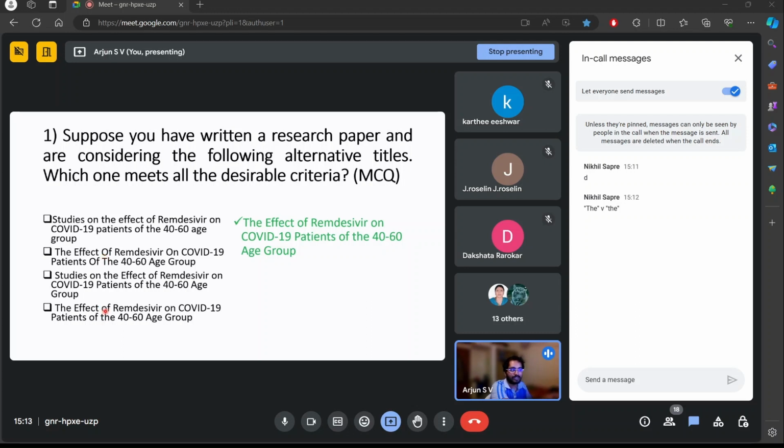So if you have articles such as "the", or prepositions such as "of" and "on", they should be in small letters and should not start with a capital letter. Other words such as age and group have more than three letters, so they can be capitalized. Remdesivir is a proper noun, so it can have a capital letter. "Effect" is a six-letter word, so it can start with a capital letter. COVID-19 is a proper noun, so it can be entirely capitalized. So option D: the effect of remdesivir on COVID-19 patients of the 40 to 60 age group.